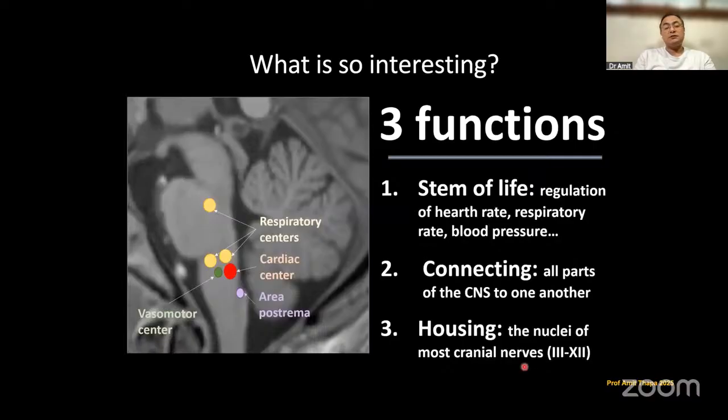The first and foremost is the stem of life. It regulates the heart rate, respiratory rate, and blood pressure. It acts like a connecting place where it connects the cerebrum to the spine and the peripheral nervous system, and of course the cranial nerves. It houses the nuclei of most cranial nerves, from 3 to 12. So that's why it is the most interesting.